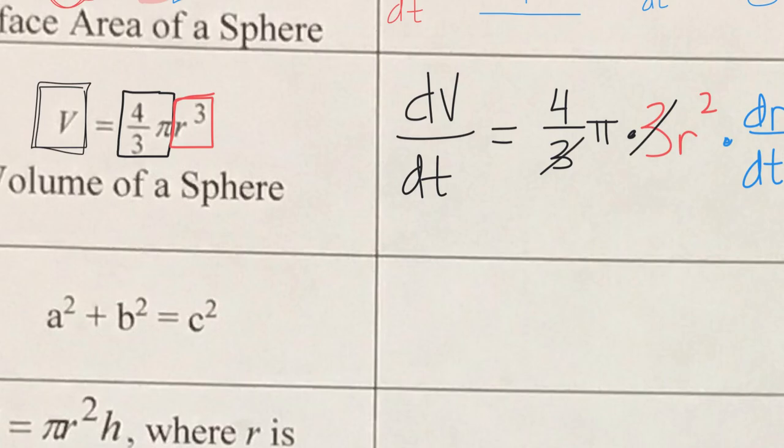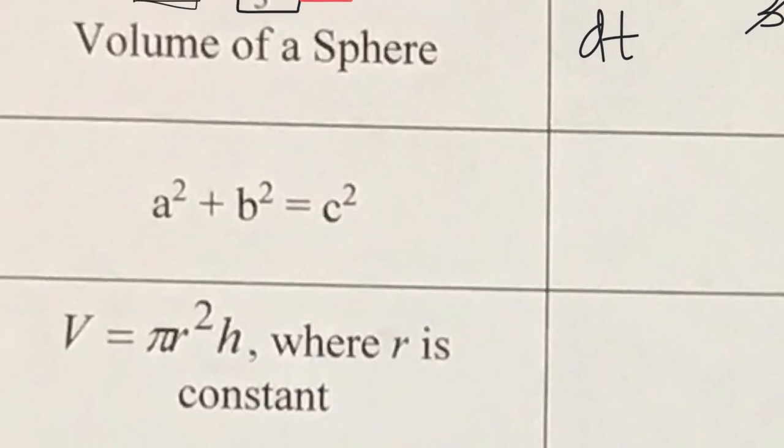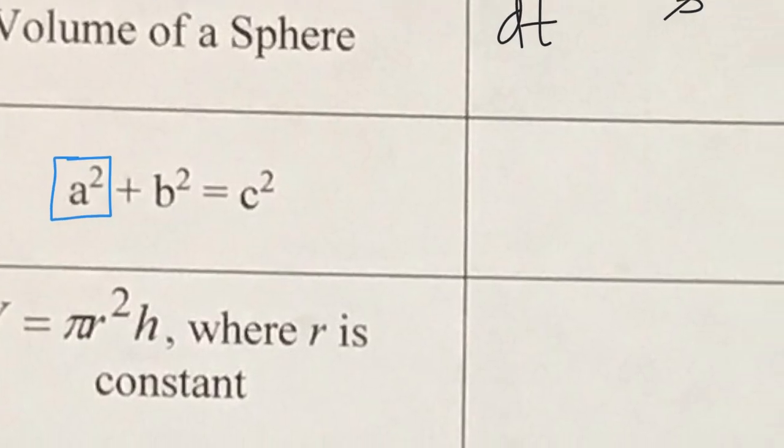Okay, let's look at our next one. Ooh, this is the Pythagorean theorem, Pythagoras' theorem. So we have 3 variables. So we're going to have 3 terms, which means we're going to have 3 dt's. Okay, so we'll start with our a term. The derivative of a squared is 2a. And then we multiply that by its rate with respect to time. So 2a times dA dt.